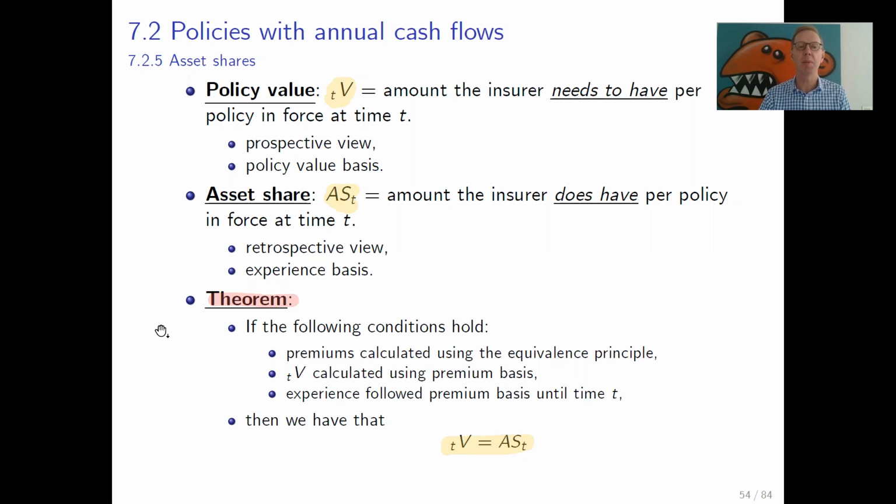And then there is a theorem that we have seen already in a special case at the beginning of this chapter that tells us under what conditions policy value and asset share are equal. If the following conditions hold: the premiums are calculated using the equivalence principle, VT, the policy value, is calculated using the premium basis, and the experience in the past followed the premium basis until time T. If these three conditions are fulfilled, then we can prove that the policy value at time T and the asset share at time T coincide, they are equal.